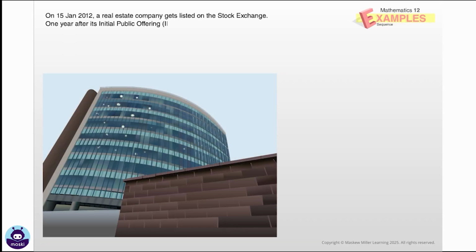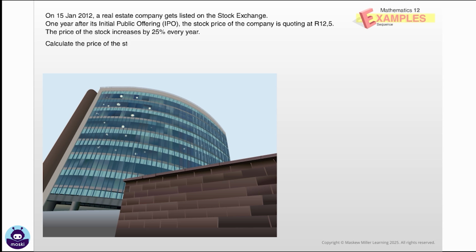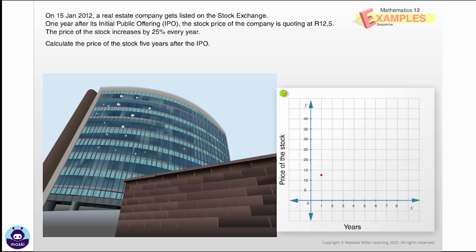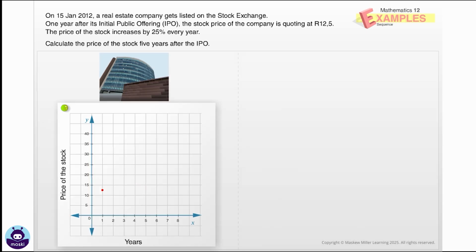Example 1. On 15th of January 2012, a real estate company gets listed on the stock exchange. 1 year after its initial public offering, IPO, the stock price of the company is quoting at R12.50. The price of the stock increases by 25% every year. Calculate the price of the stock 5 years after the IPO.